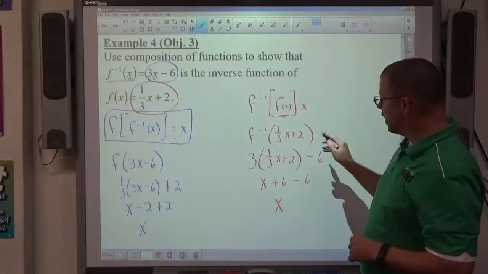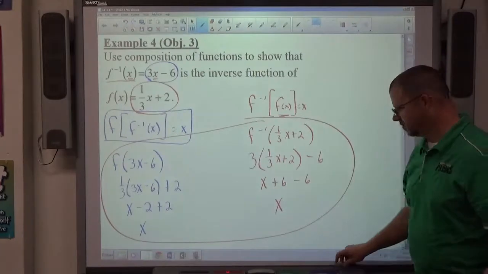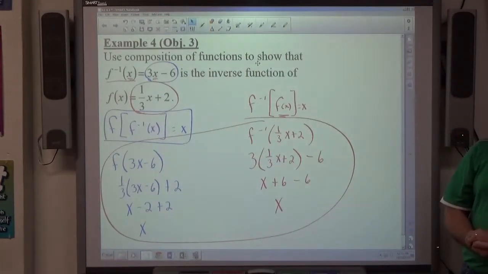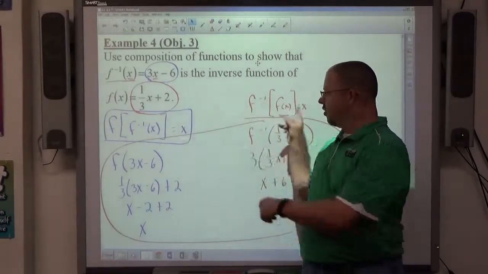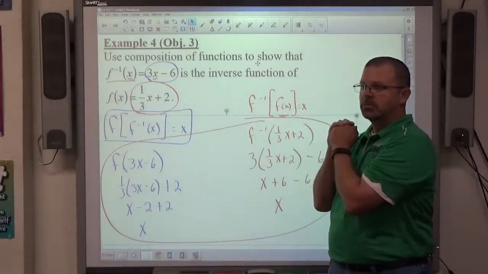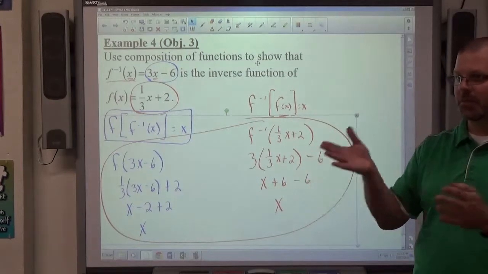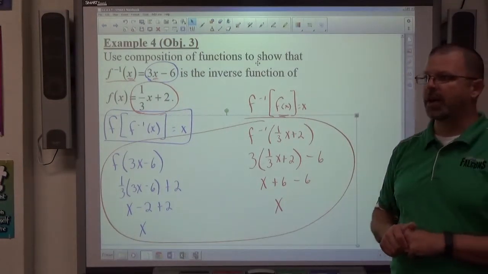The answer is all that stuff. All right? And again, if you're trying to show that something's the inverse of something else, the composition of functions should equal x going both directions. As we learned with composition of functions last chapter, sometimes if you swap them, you get different answers. In this case, you should get exactly the same answer, x.